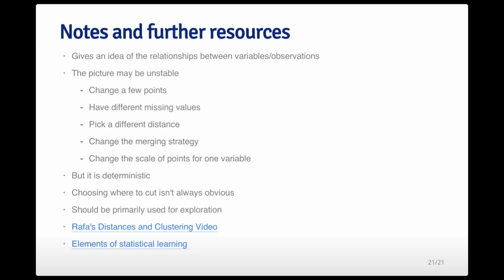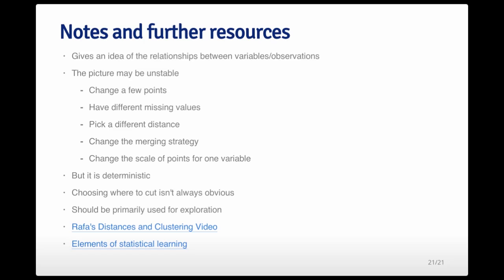Often a useful thing is to try different distance metrics to see how sensitive it is to the different distance metrics. Maybe change the merging strategy to see what kind of picture comes out. And also, clustering algorithms can be sensitive to the scalings of a given variable. If one variable, for example, is measured with units that are much larger than another variable, then that can sometimes throw off the algorithm. So it may be useful to scale certain variables so that they're more comparable to each other.